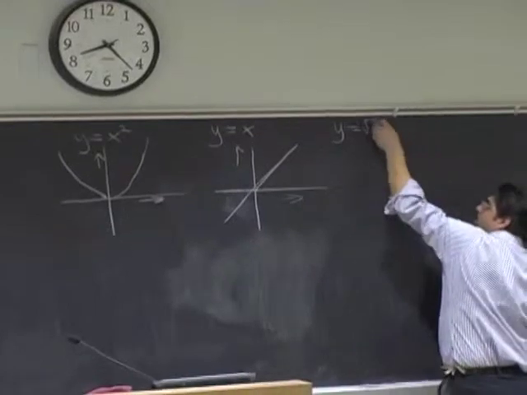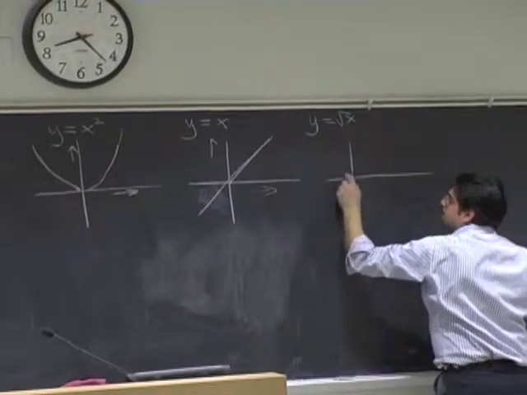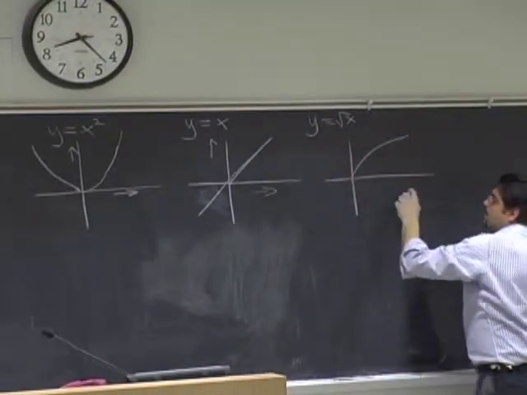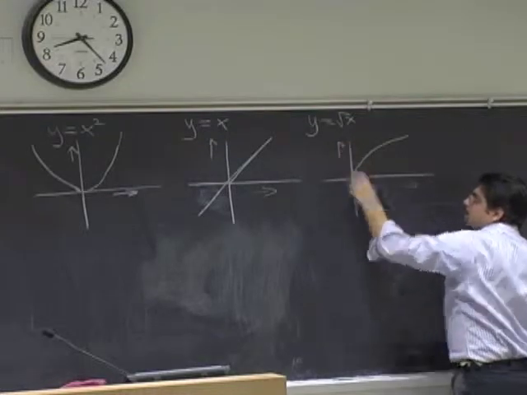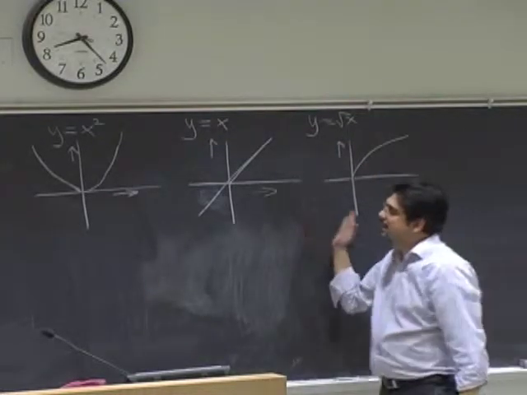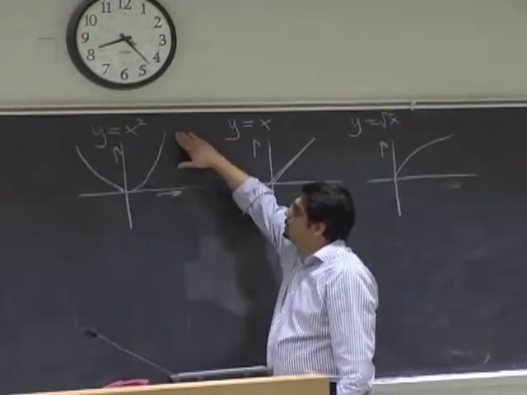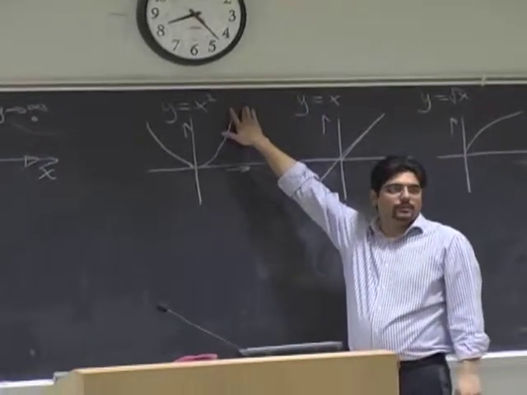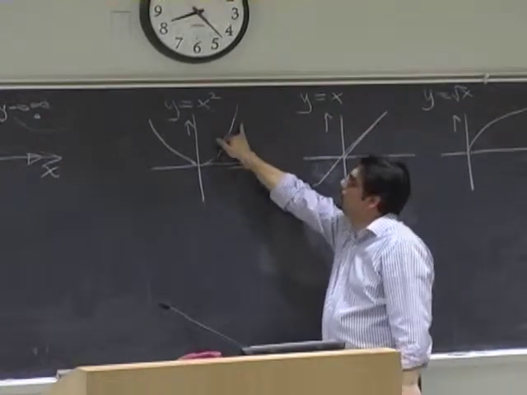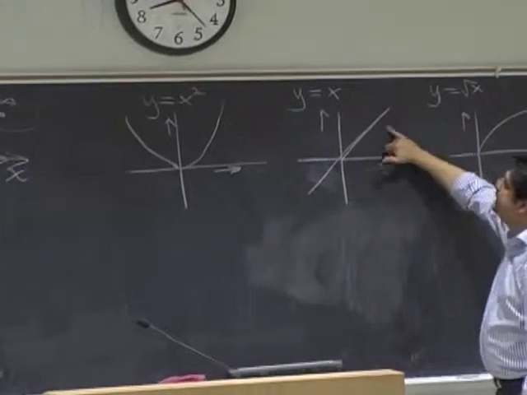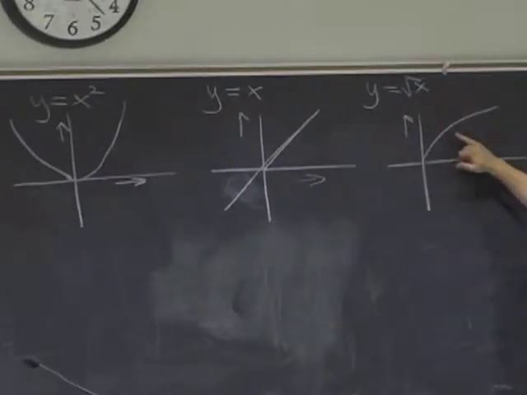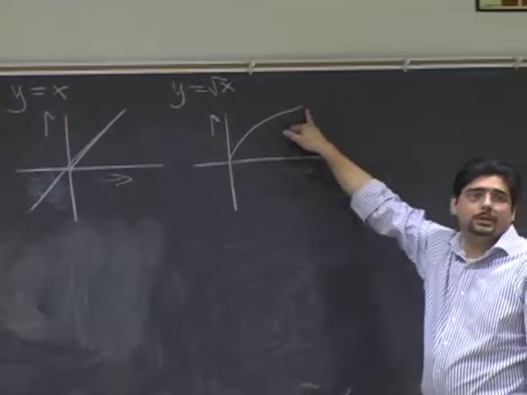Y equals square root of x. Same thing, as x gets large, y gets large. But as you notice in all of these cases, y is going to infinity at a different rate. This is going to infinity like a parabola, this is going to infinity like a linear function, this is going to infinity much slower.